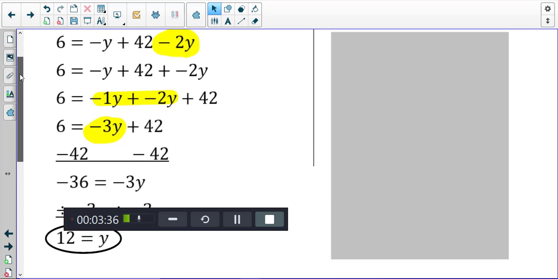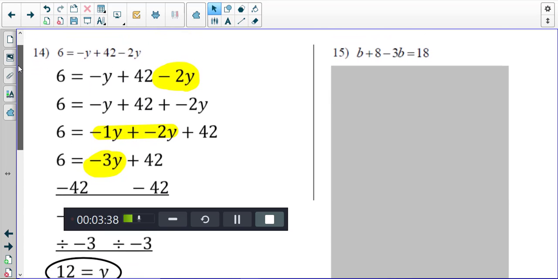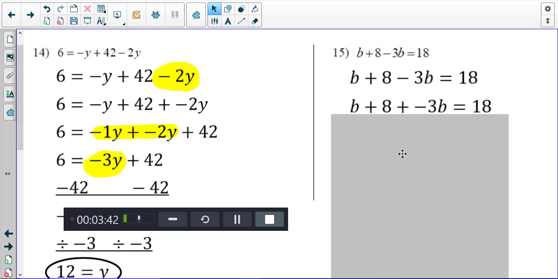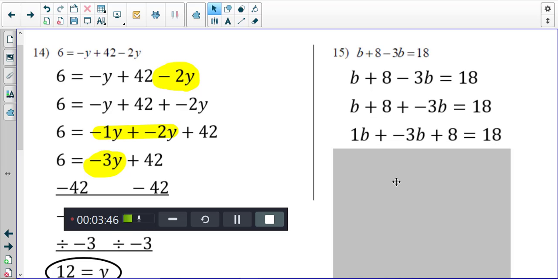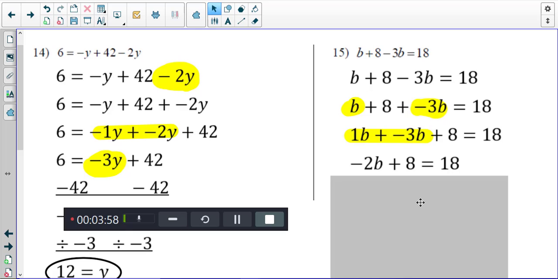All right, let's move ahead. Number 15. So we've got b plus 8 minus 3b, which I'm going to rewrite as plus a -3b. I'm going to put my like terms side by side. So that's going to be my 1b and my -3b. Again, some of you may not need to show that step, but I'm still going to show that here. 1 plus -3 is going to get us -2b plus 8 equals 18.